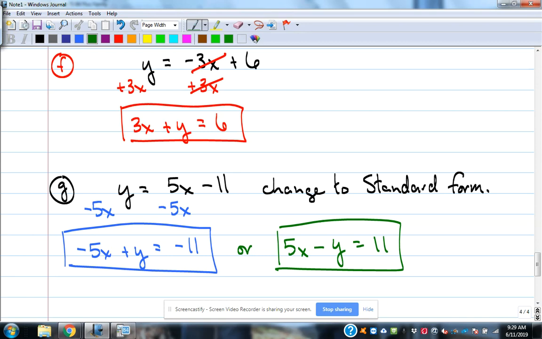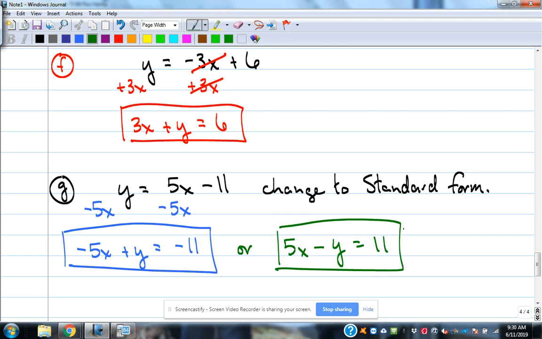Be able to recognize that if everybody's sign changed, it's okay. That when you work this from slope-intercept form back into standard form, you may get negative 5x plus y equals negative 11, but that may not be an answer choice. Your answer choice might be swap the signs of everybody.